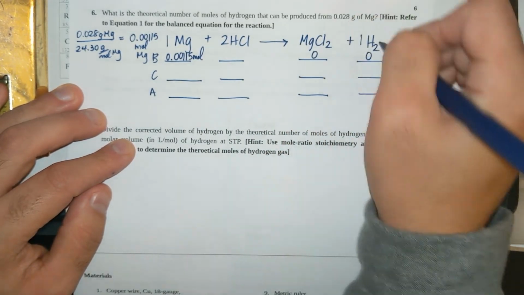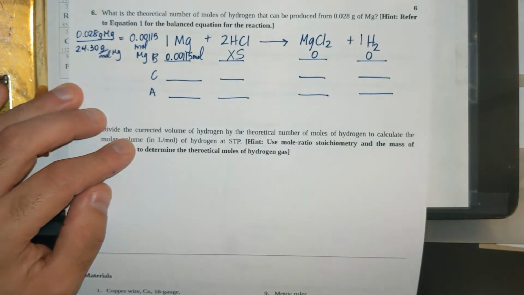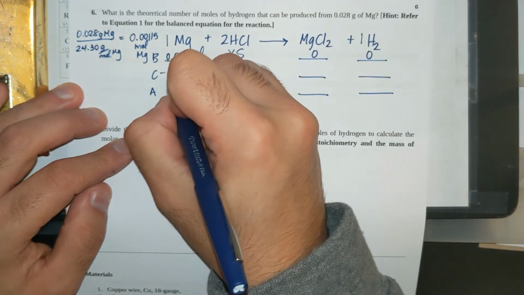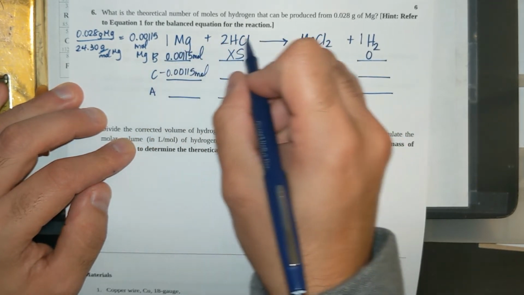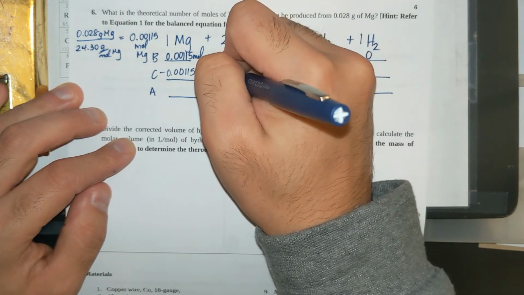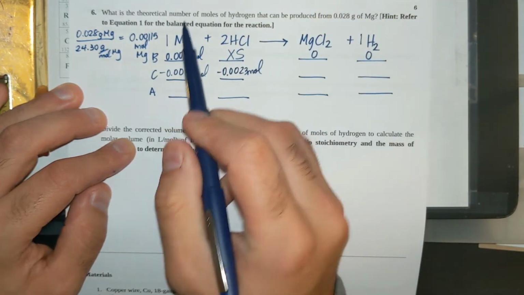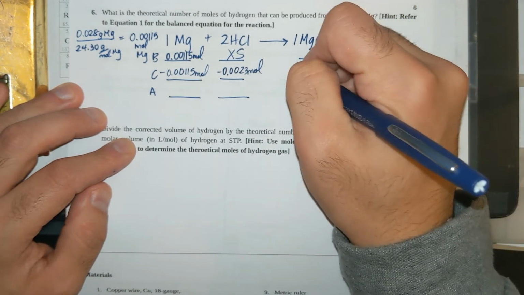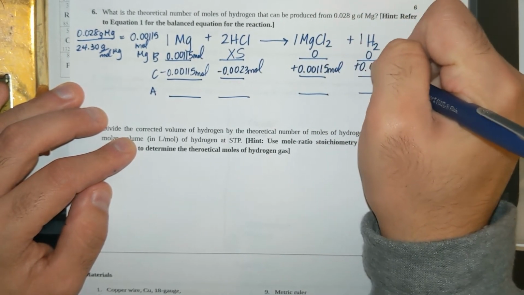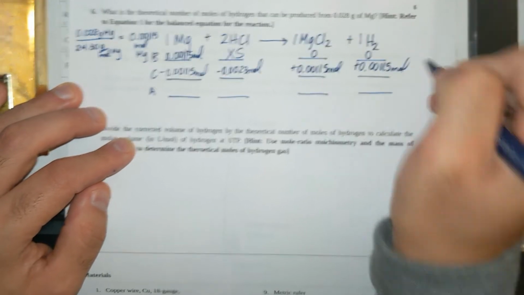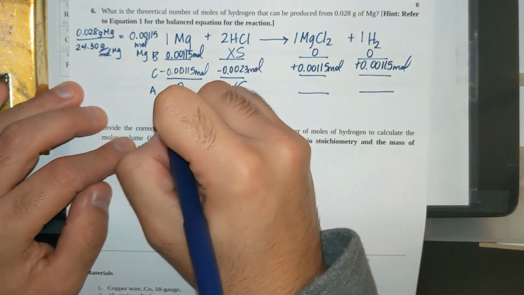Before the reaction occurs, I have no magnesium chloride and hydrogen. And I'm going to say that HCl is in excess. And then subtract 0.00115 moles. This is a 1 to 2 ratio, so I need 0.0023 moles of HCl. 1 to 1 ratio, I get 0.00115 moles, 0.00115 moles. And in the end, I'll still have excess HCl. I should have no magnesium left over.